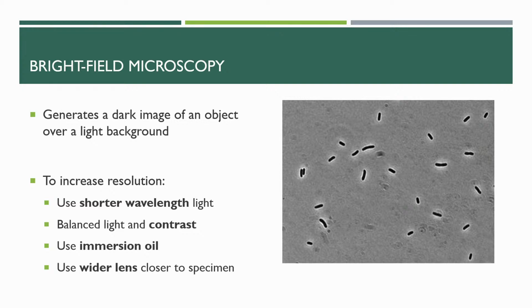So to increase the resolution, you want to use a shorter wavelength, balance the light and the contrast, and then we can use immersion oil and a wider lens. So that would be the lens that would be 40x or 100x. For things that require bright field microscopy, that's the only time that we use the 100x lens in the lab.